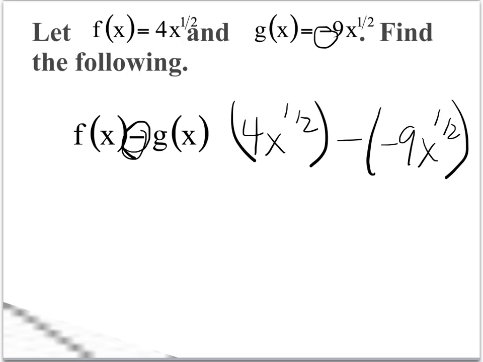So because we're doing 4x to the 1/2 power minus a negative, remember that's the same as adding the opposite, and now we just combine like terms. So 4 plus 9 is 13. So we get 13x to the 1/2 power.